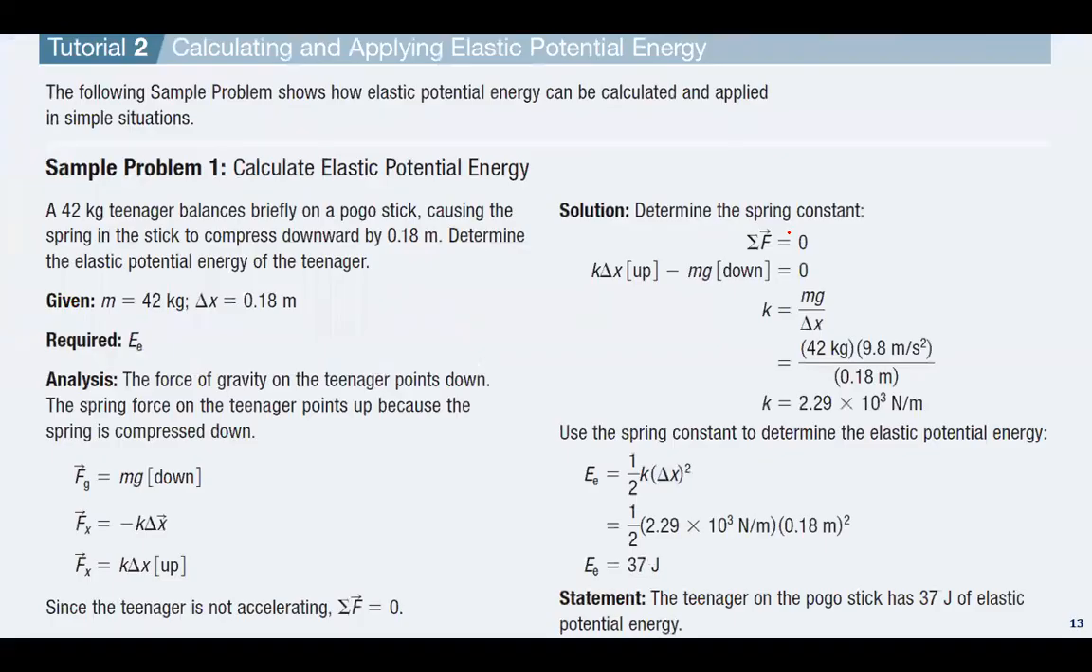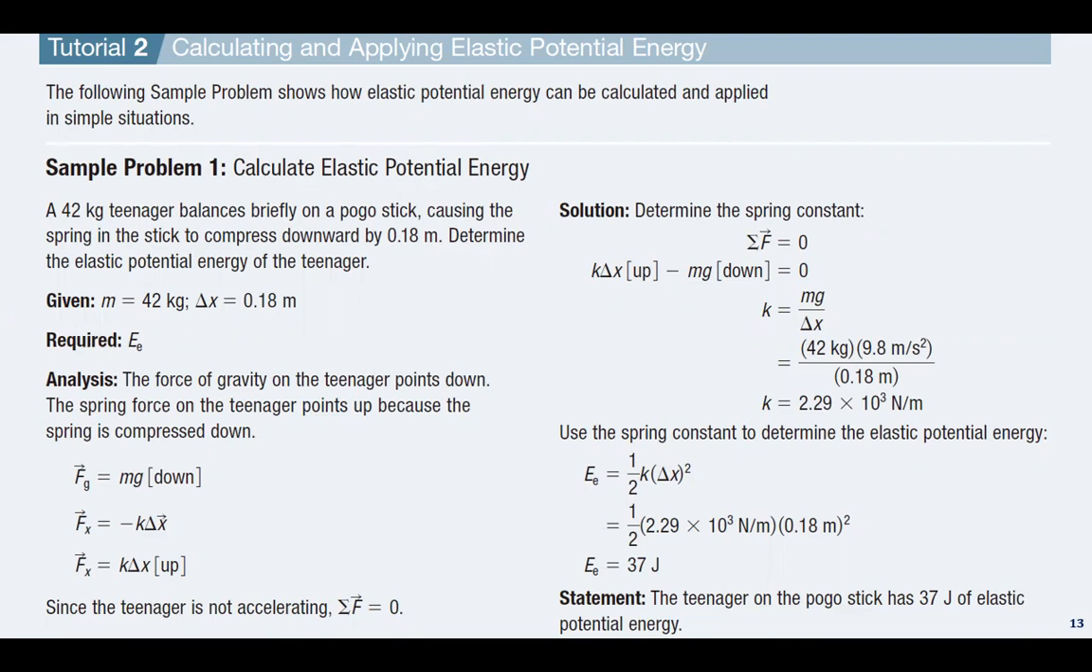Okay, let's have a look at the solution. In this question, the force of gravity on the teenager points down, right? The spring force on the teenager points up because the spring is compressed down. So in order to find the elastic potential energy, remember we can use the formula E equals 1/2 times K times delta X squared, right? So first of all, you need to find K.